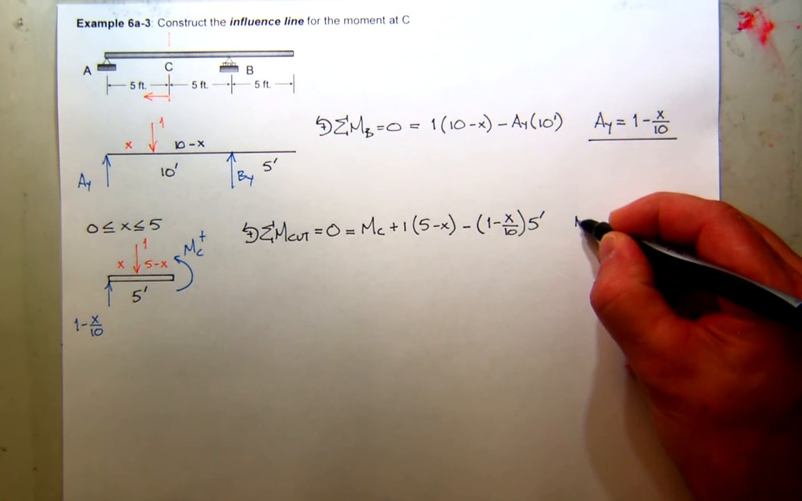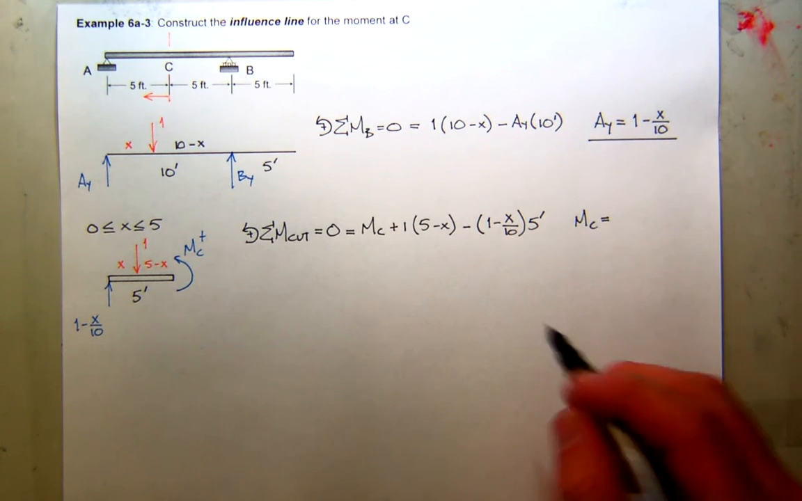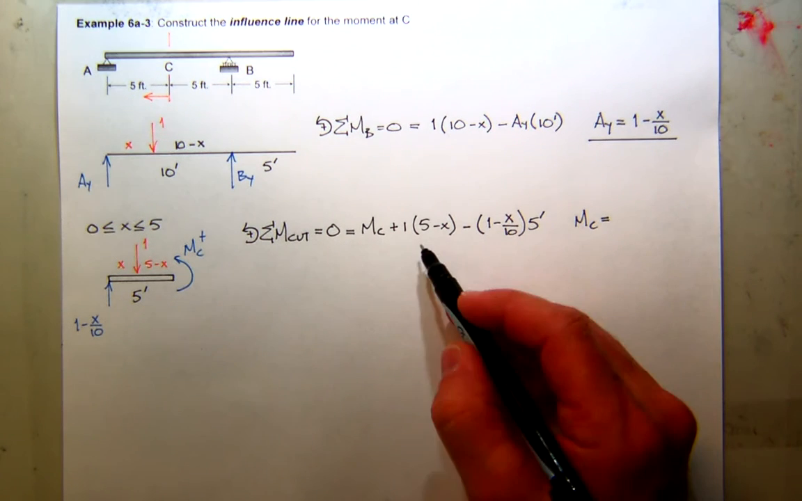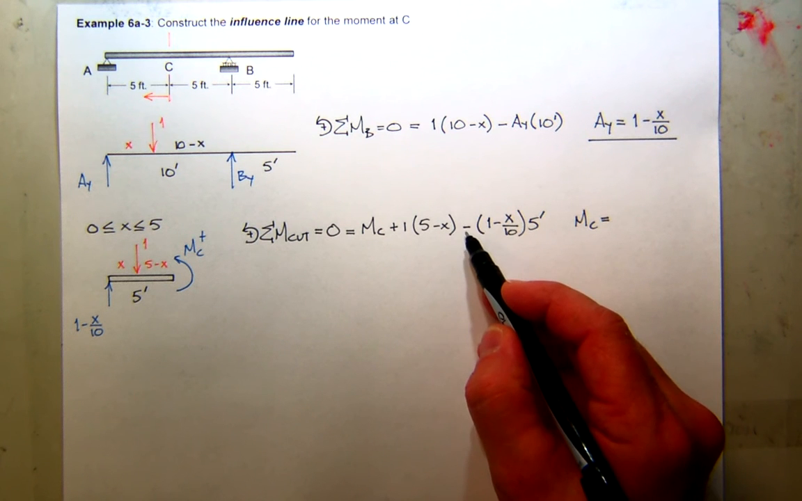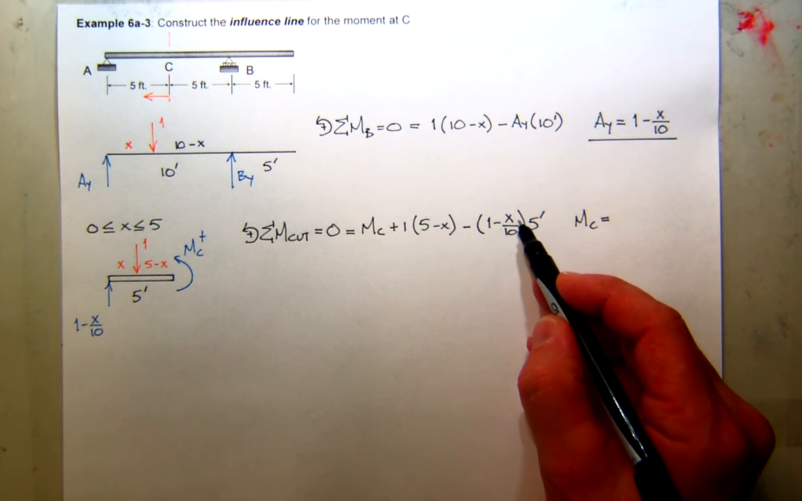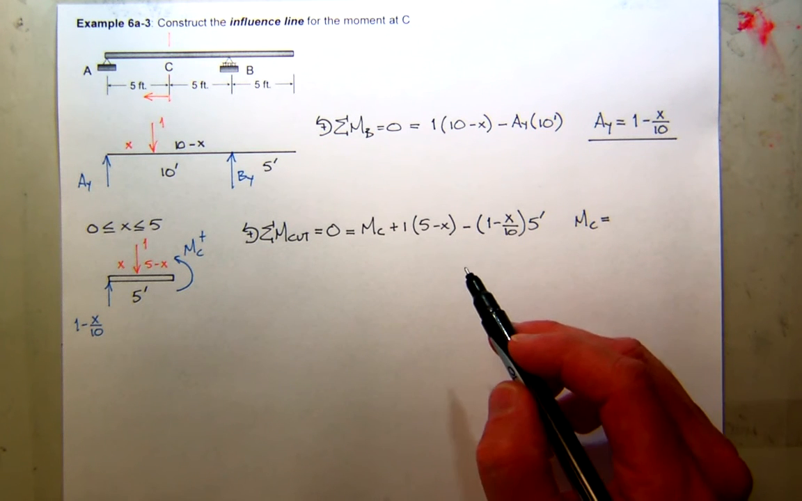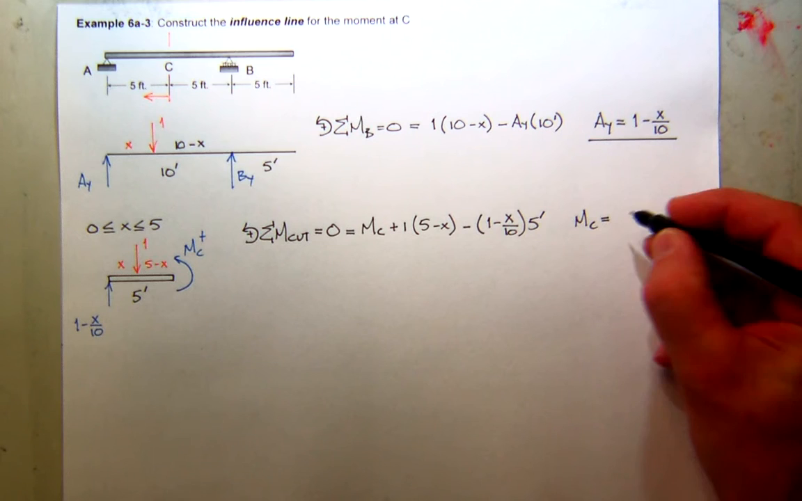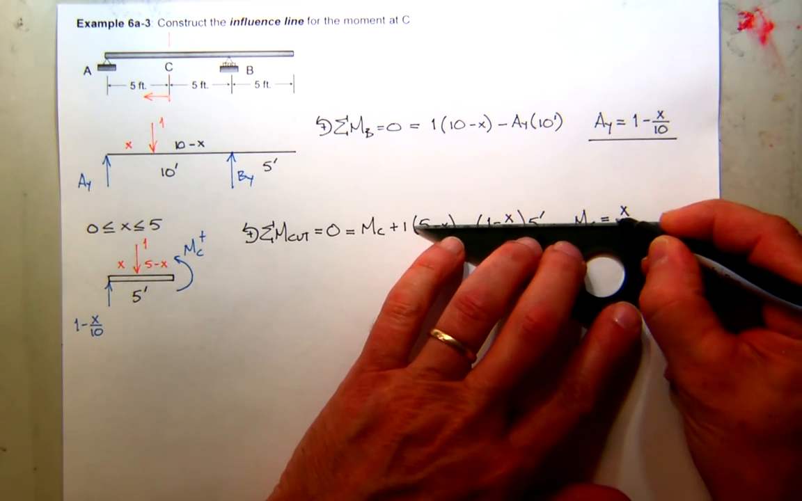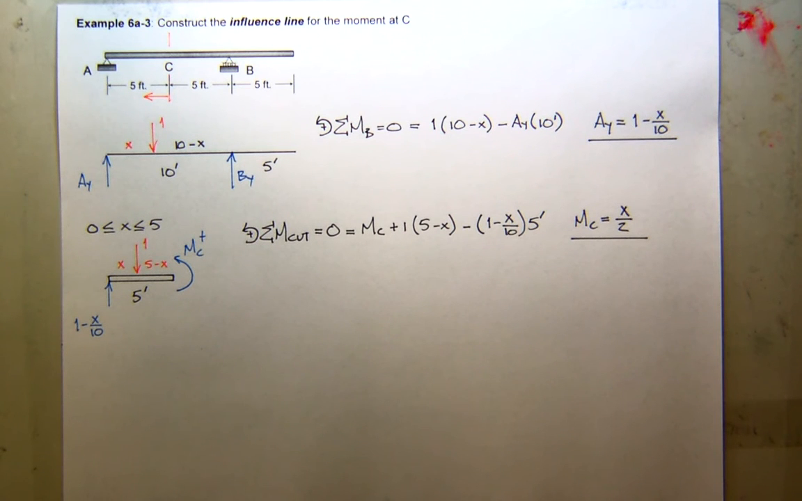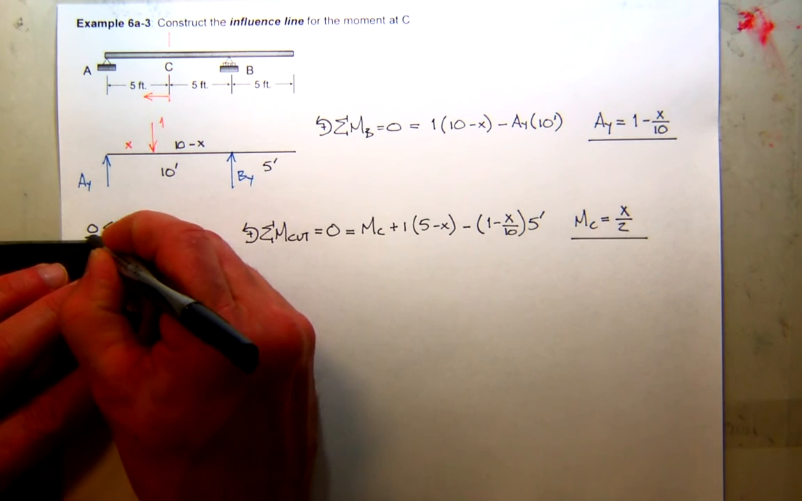So if you solve for the moment at C, what do you get? Well, there's 5 minus 5. That cancels. And I got negative X plus X over 2. So I've got negative X plus X over 2 is negative X over 2. I throw it to the other side, I get positive X over 2. Okay? So that was from 0 to 5.